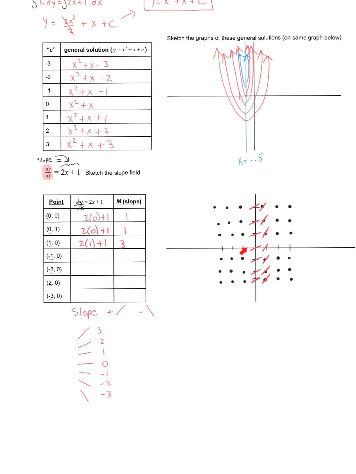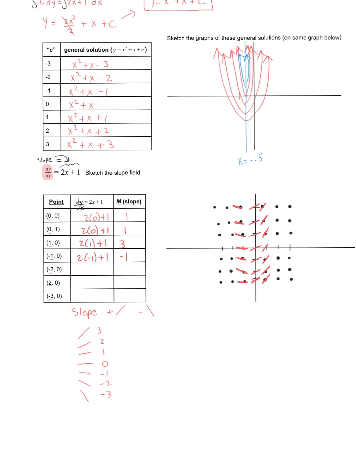Let's go out to negative 1, 0. Let's plug it in. I only plug in my x. 2 times negative 1 plus 1 gives me negative 1. So my slope here is going to be negative 1. It should be exactly the same steepness as this, but going in the other direction. So it kind of is going to look like this. And again, the column in this particular one, they're going to be the same. Slopes of negative 1. All right, it doesn't have to be perfect.